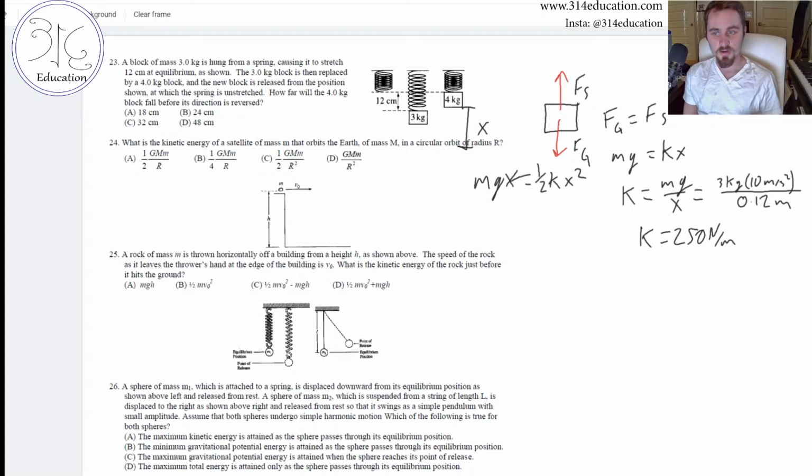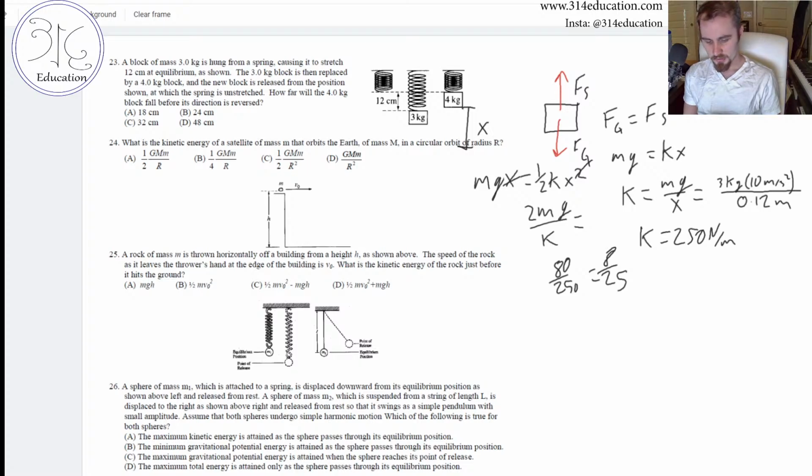And for that, we can divide both sides by x to get this down to just a linear equation. Multiply this by 2, divide it by k. So we get 2mg over k, which is going to equal 2 times 4 times 10, so 80, divided by 250, which is 8/25 of a meter.